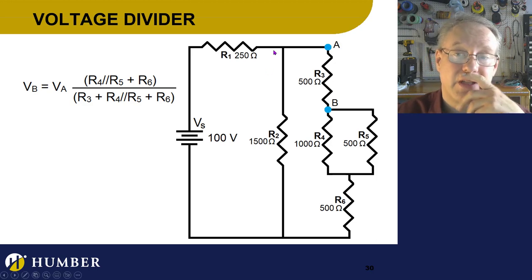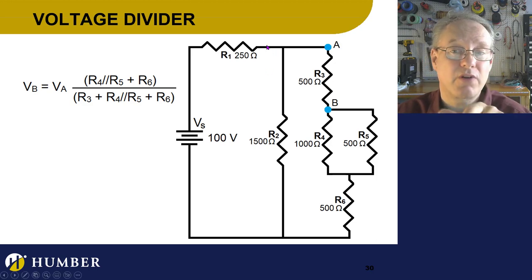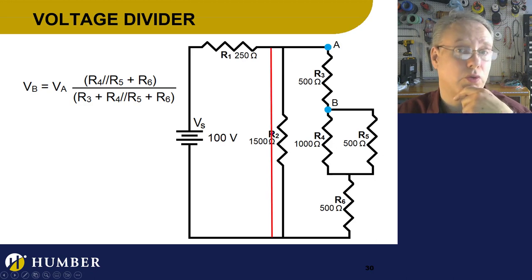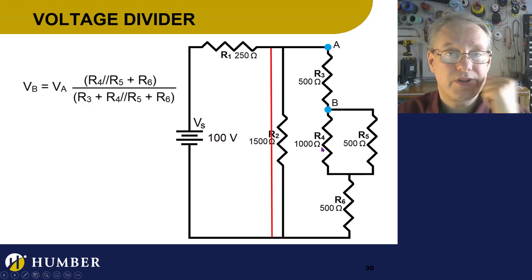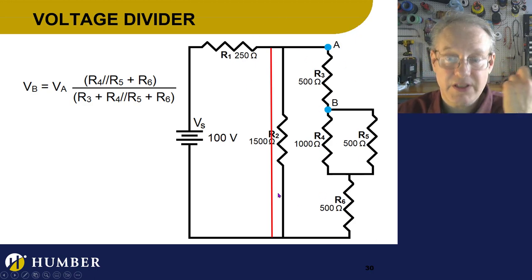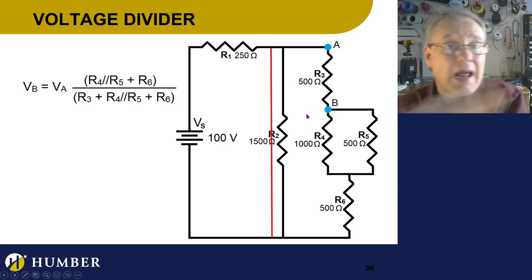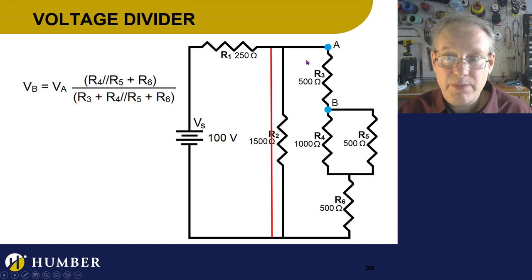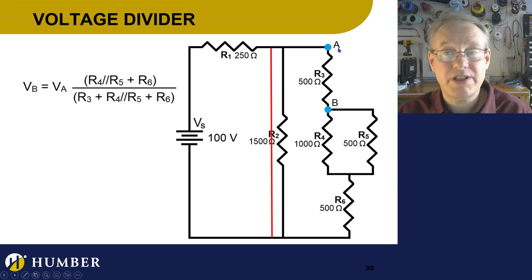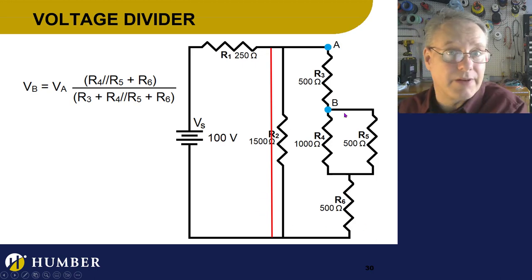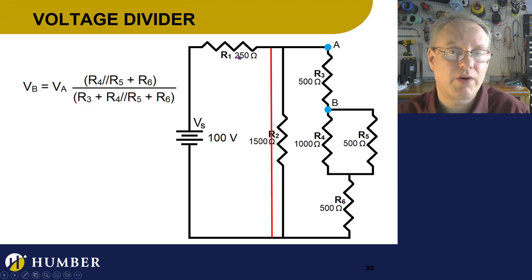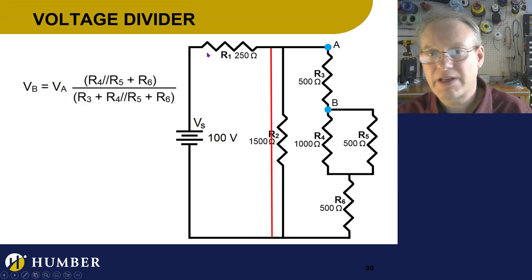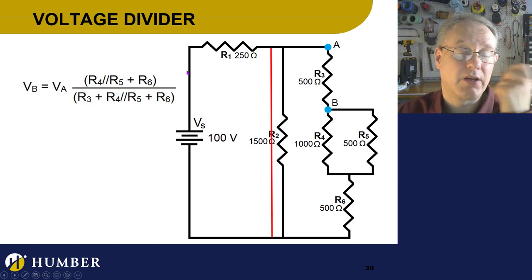But let's even just do this. If I were to short R2, that means that these two legs, their total resistance would be zero, because they're in parallel. So R2 is in parallel with this whole thing. So the total resistance of the parallel element in this circuit would be zero. But still, I'm not going to have infinite current because I have a resistance here. I'm definitely going to blow a fuse.